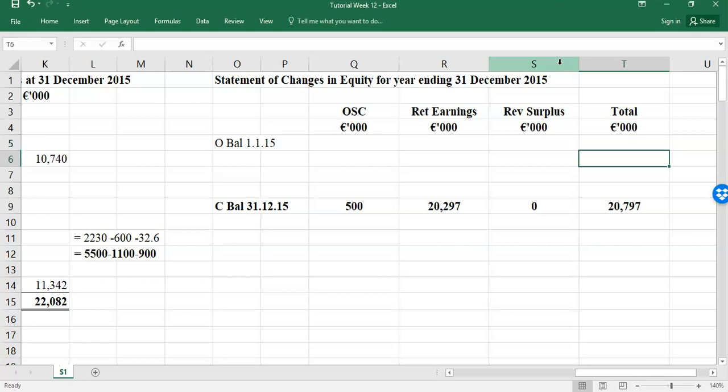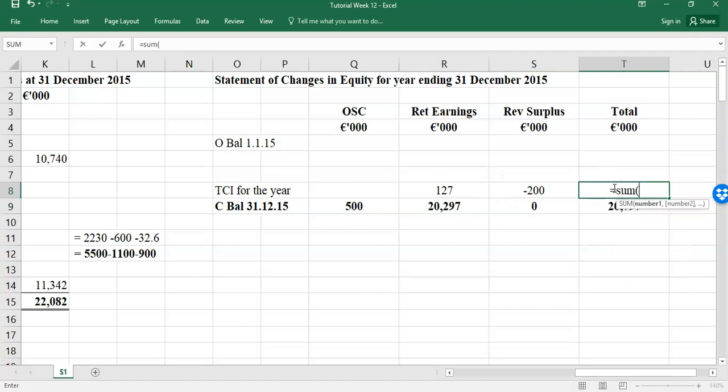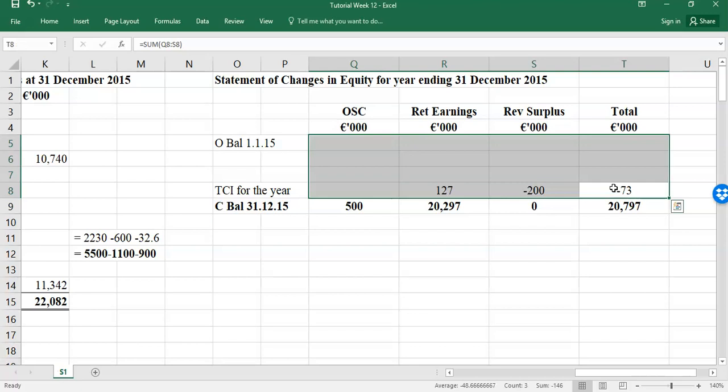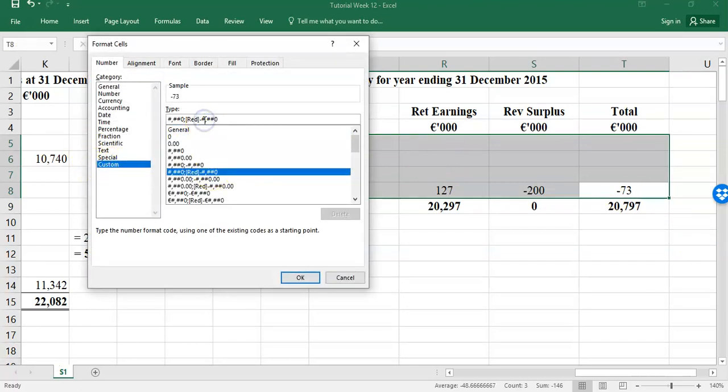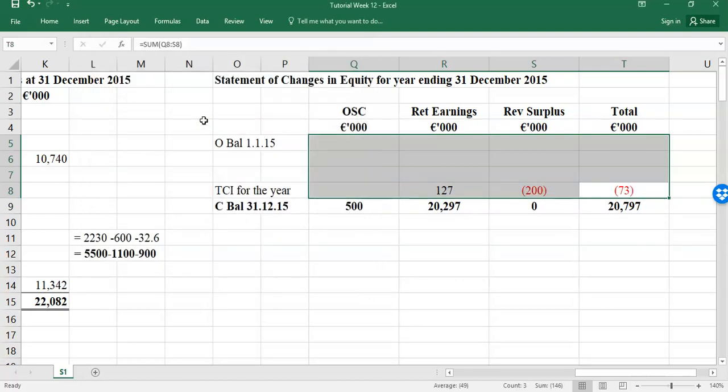There's only really 3 or 4 things you're looking for here. The first thing is the obvious one, TCI for the year. It's not profit for the year because if you have other comprehensive income, you put the 127 here and you put the minus 200 here. So that's how it should be presented. So your total comprehensive income for the year is a net loss of 73. If it was just profit, it'd just go to retained earnings column, but because you have an OCI as well, you call it total comprehensive income and you put it on the same line.